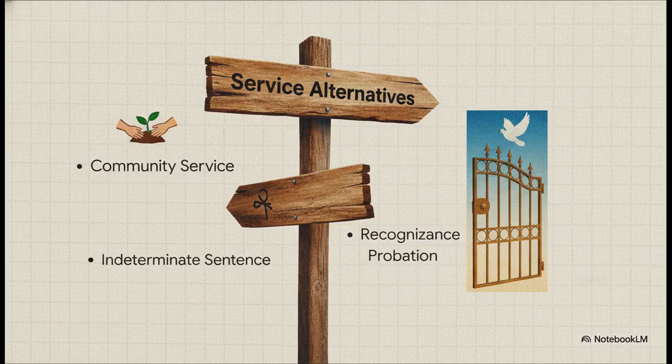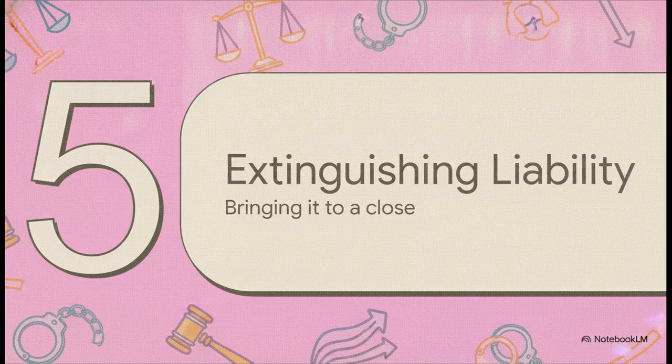But listen, serving a sentence doesn't always mean sitting behind bars. The architecture of the law actually includes several alternative avenues. Depending on the specific crime, the system allows for community service, release on recognition, the application of the indeterminate sentence law, or probation. It really highlights a justice system that is actively trying to balance strict, hard punishment with a chance for genuine rehabilitation. Let's shift gears to Section 5, extinguishing criminal liability.